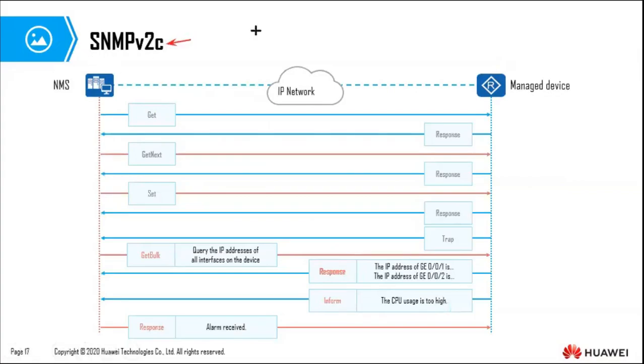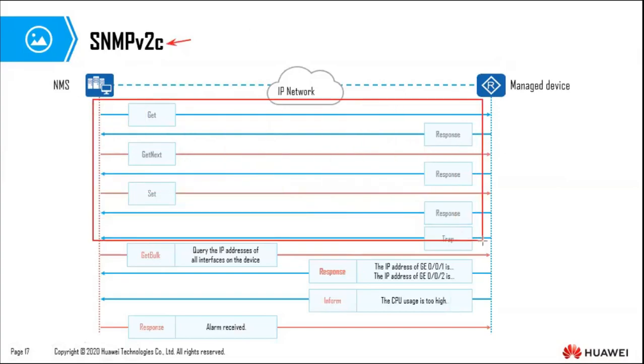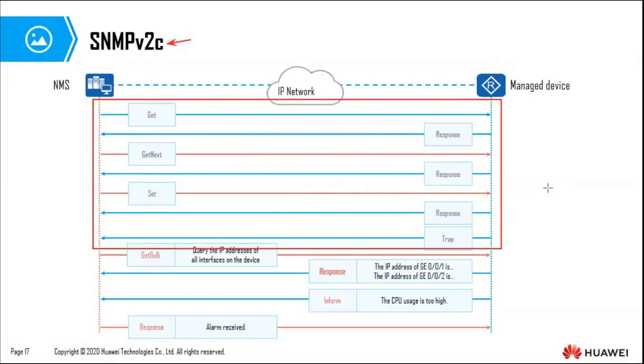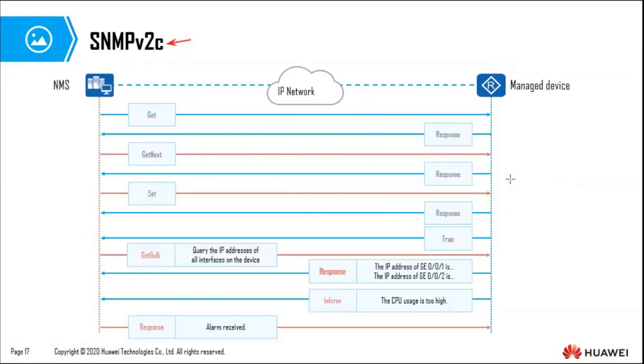Okay, version two, SNMP version 2C. Now, 2C uses the 5 packets of SNMP version 1 and introduces another packet called the get bulk request packet. Get bulk request packet is used to query, for example, IP addresses of all the interfaces on the device. So other than doing requests for each managed object, we can do requests for multiple managed objects. That is what a get bulk packet is used for. When you send a get bulk, you get a response, and the response has the IP addresses of all those interfaces.